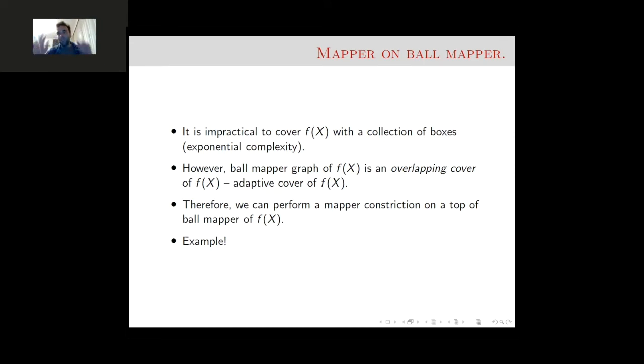And therefore, we don't have this problem of exponential explosion of the coverage of the range. We can just use ball mapper and use as many balls as it takes, but we have an adaptive cover of f of x. And then we can do exactly the construction of the mapper. So for every cover element, we look at the fiber above it, we look at how many connected components there are, we build an overlapping cover in very high dimensional space, and we construct a standard mapper over there.